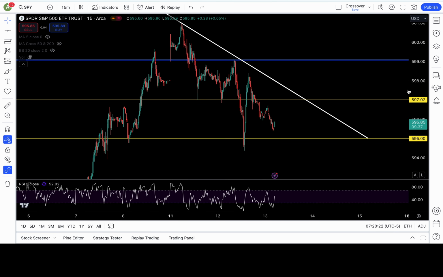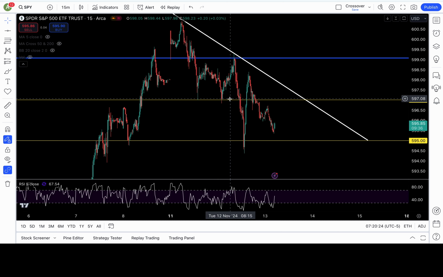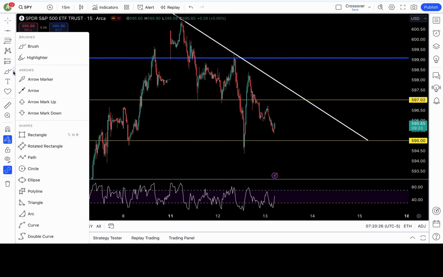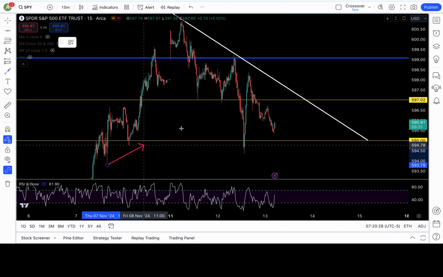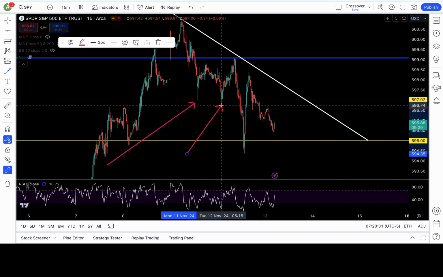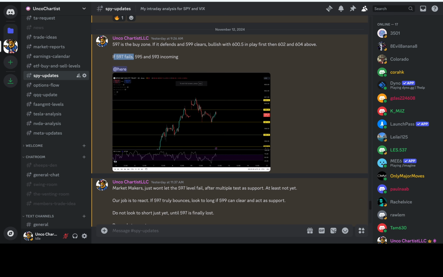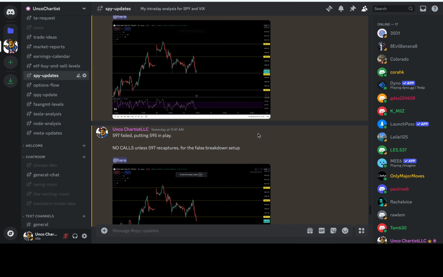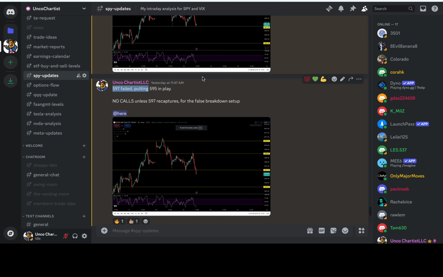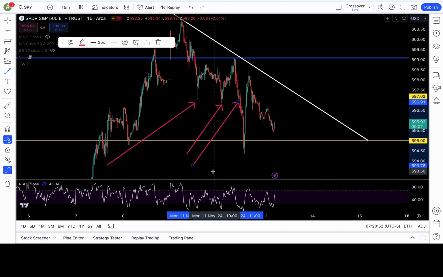Now you guys can see here this yellow line that's around my 597 level. We had a couple of bounces off of that level right there. Boom there, and then boom. Okay, looking like a double bottom. Are we gonna get a W pattern? No. I had a 599 level yesterday. We hit around that level, rejected, and we finally broke down to 597 level. And I'm pretty sure I alerted in the group 597 fail, put in 595 in play. But look what happened when it hit my next target.